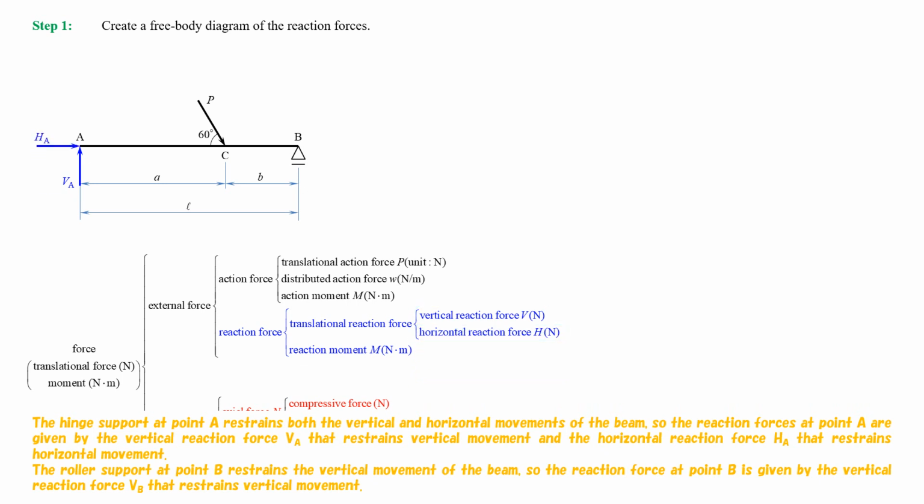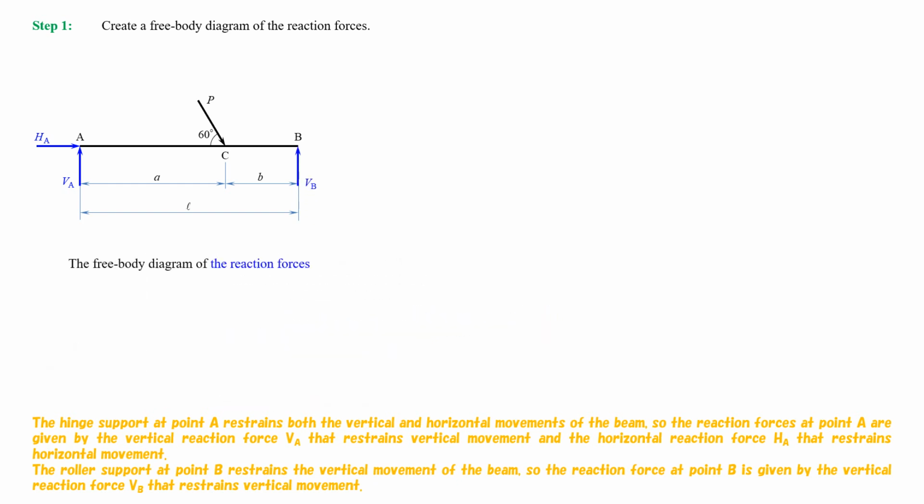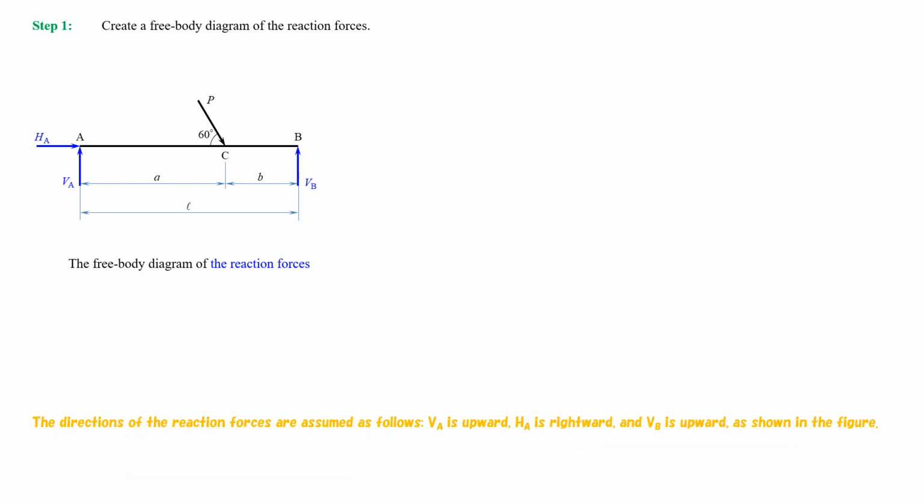The roller support at point B restrains the vertical movement of the beam, so the reaction force at point B is given by the vertical reaction force VB that restrains vertical movement. The directions of the reaction forces are assumed as follows: VA is upward, HA is rightward, and VB is upward, as shown in the figure.